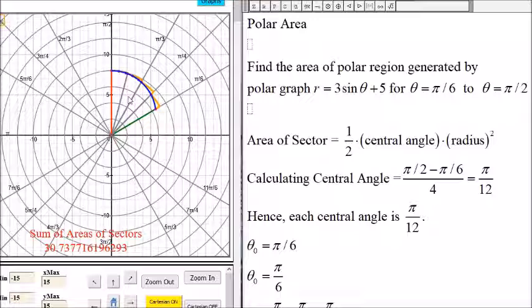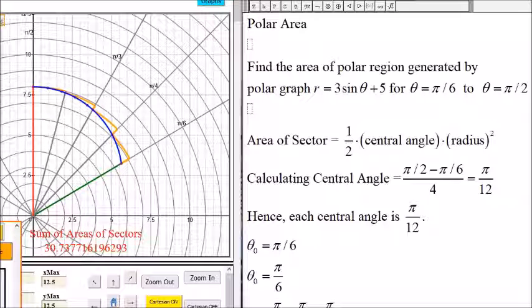And so this is 4 sectors, and eventually we're going to fill them up with hundreds and thousands of sectors. When we do that, we'll get the exact area for the polar region. Again, these are the 4 sectors right here. Now we're going to find the area of each sector.